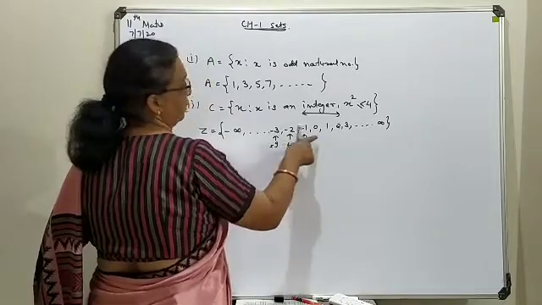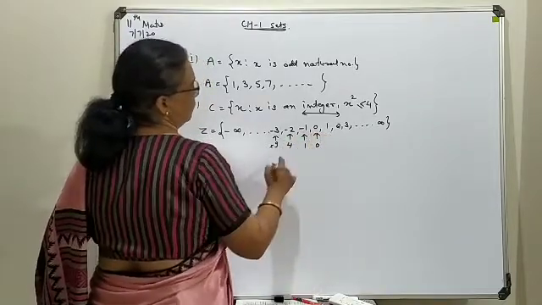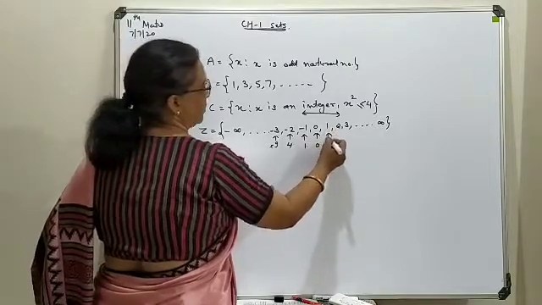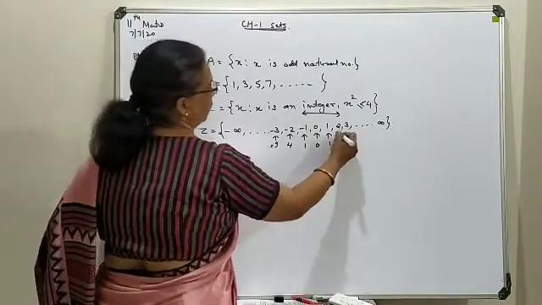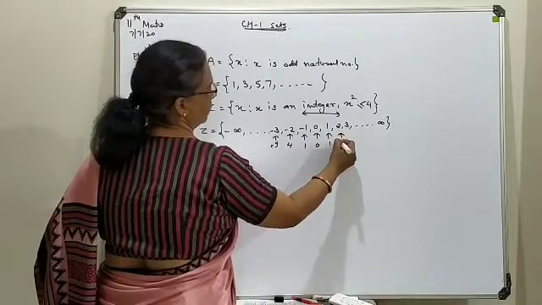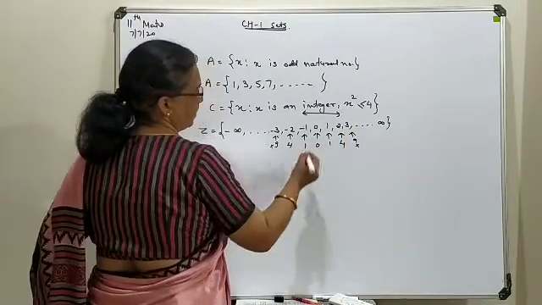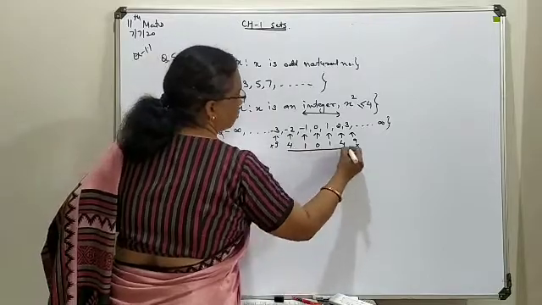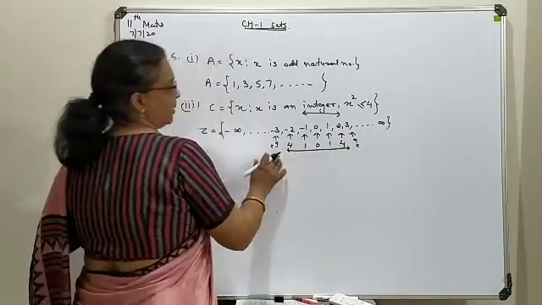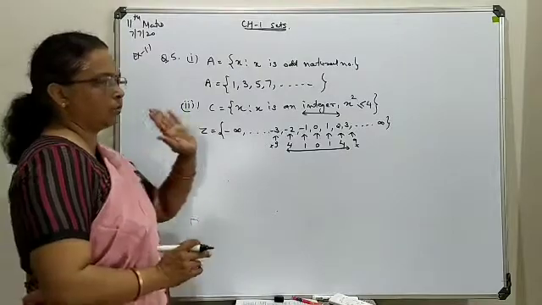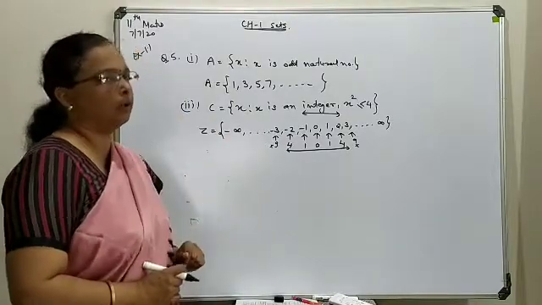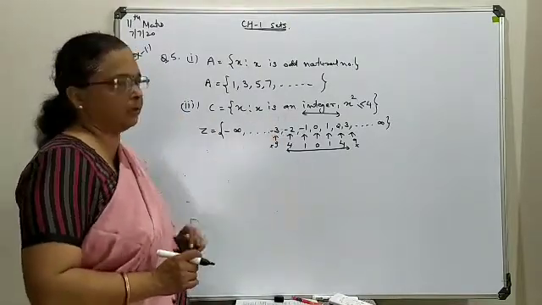This is less than 4. 0 square is 0, it can also be included. 1 square means 1, it can be included. 2 square is 4, it can be included. But 3 square is 9, so it can't be. So here you can see from minus 2 to plus 2, including minus 2 and plus 2, you can select all the elements which fulfill your condition.